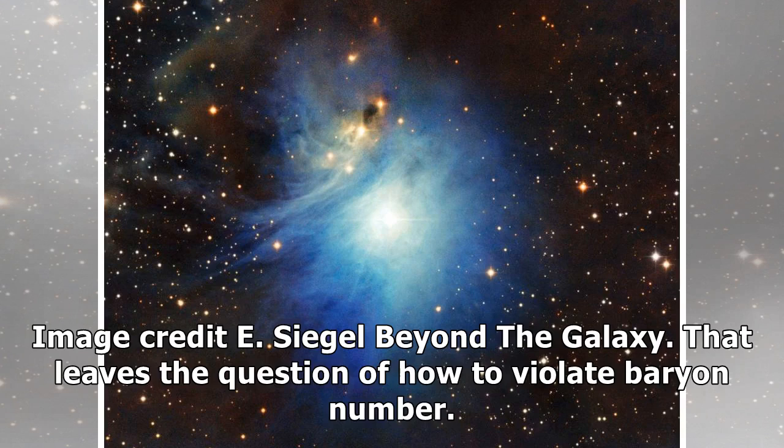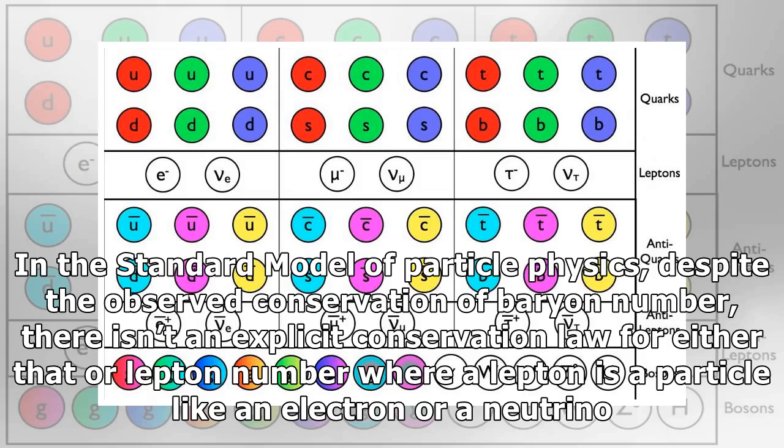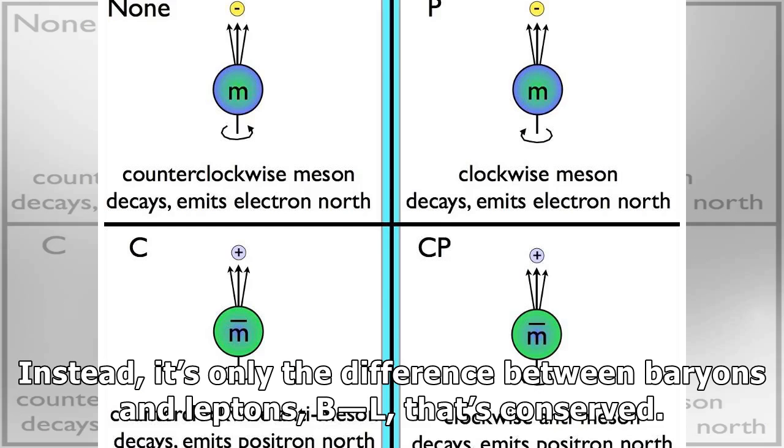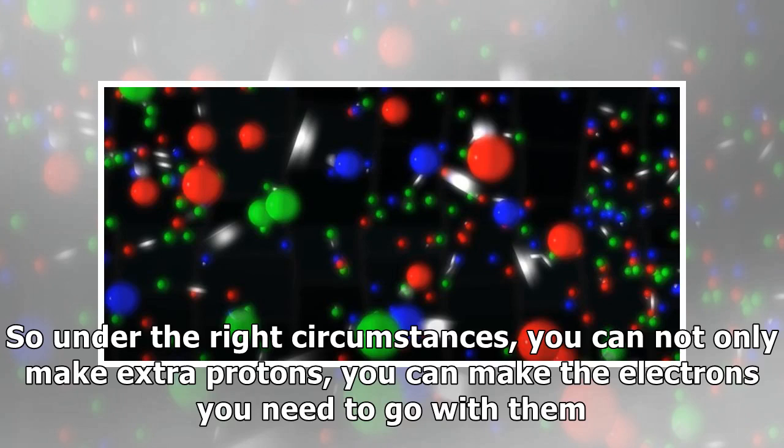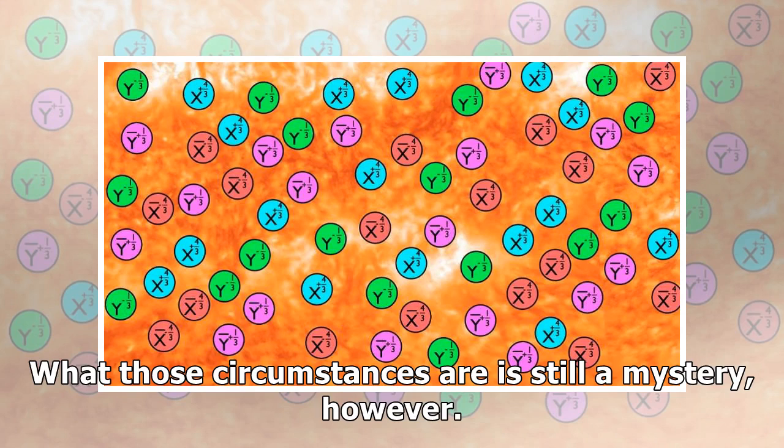That leaves the question of how to violate baryon number. In the Standard Model of particle physics, despite the observed conservation of baryon number, there isn't an explicit conservation law for either that or lepton number, where a lepton is a particle like an electron or a neutrino. Instead, it's only the difference between baryons and leptons, B minus L, that's conserved. So under the right circumstances, you can not only make extra protons, you can make the electrons you need to go with them. What those circumstances are is still a mystery, however.